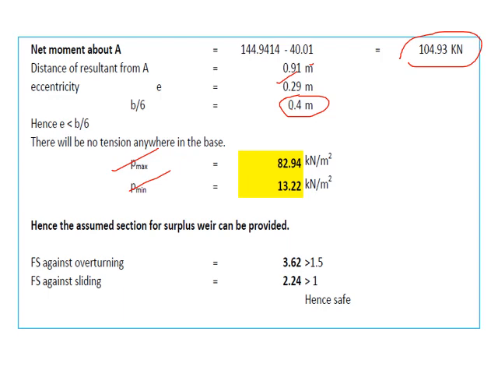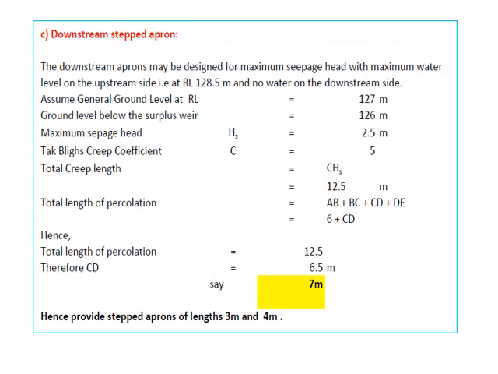We also calculate the factor of safety against overturning, which is sigma Mr by sigma Mo, which is 3.62, which is greater than 1.5. The factor of safety against sliding is mu times sigma V by sigma H, which is again greater than 1. Hence, the downstream step apron. So the aprons are provided on the downstream side in a stepped fashion.